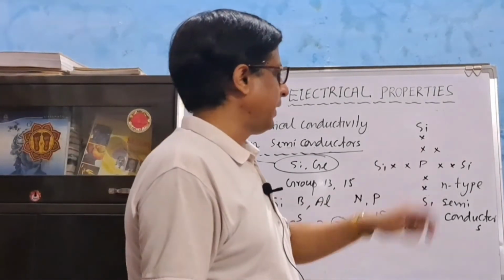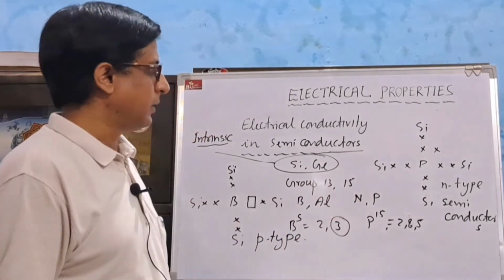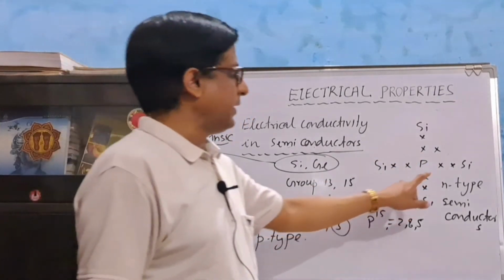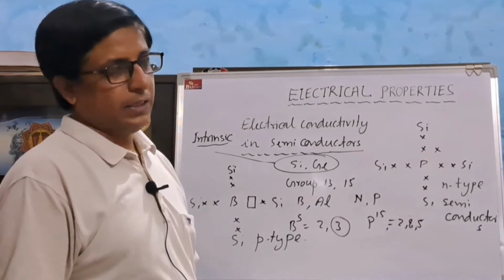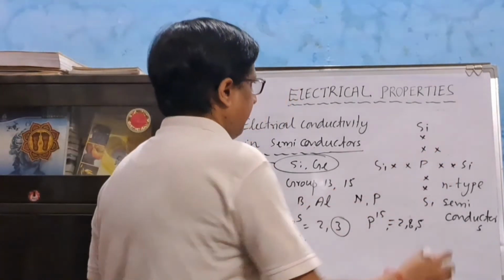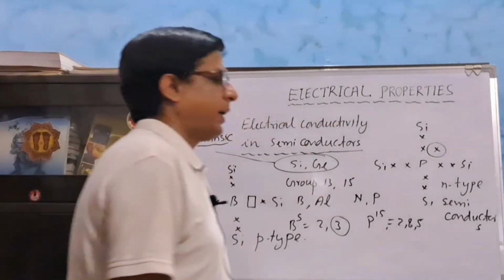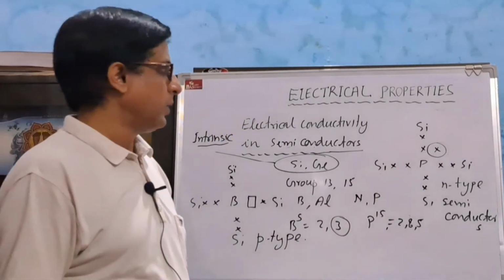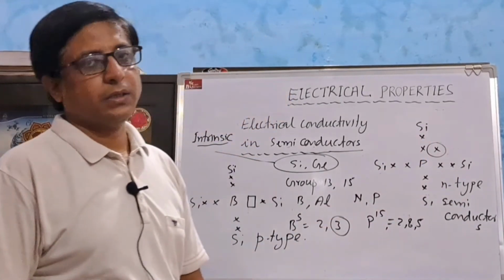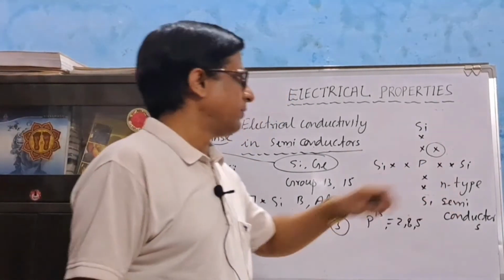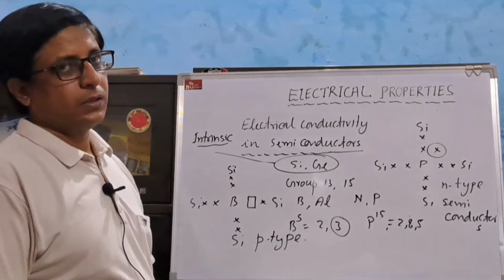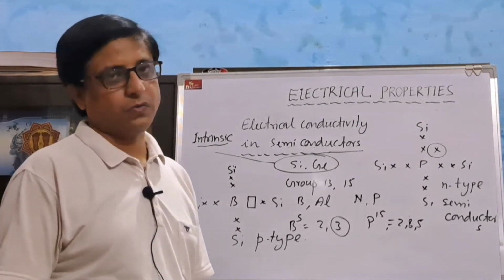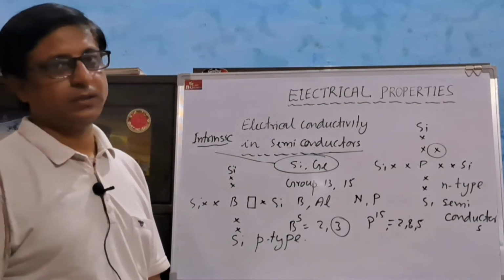Similarly, if we dope silicon with group 15 elements, for example phosphorus, then 4 electrons of the phosphorus atom combine with neighboring silicon atoms, but the fifth valency electron remains unbonded, and upon application of an electrical field it moves towards the anode. So here the electrical conductivity is due to the flow of electrons, which are negatively charged, therefore it is known as N-type semiconductor. So today we have discussed electrical conductivity, and classification of solids on the basis of electrical conductance.